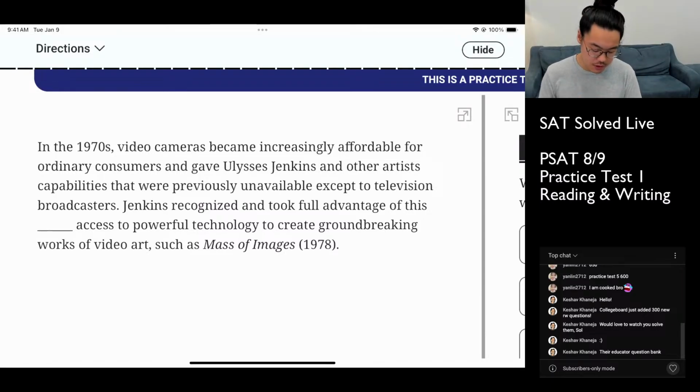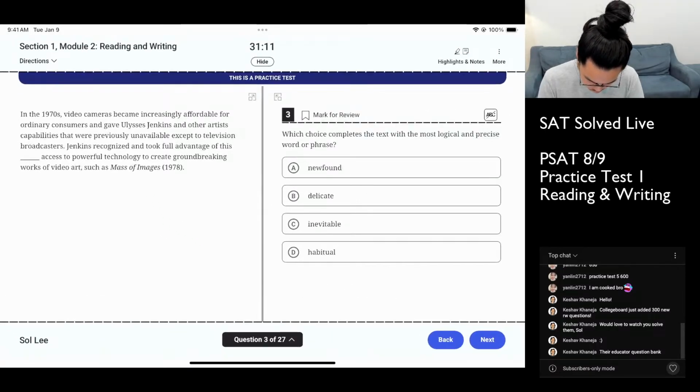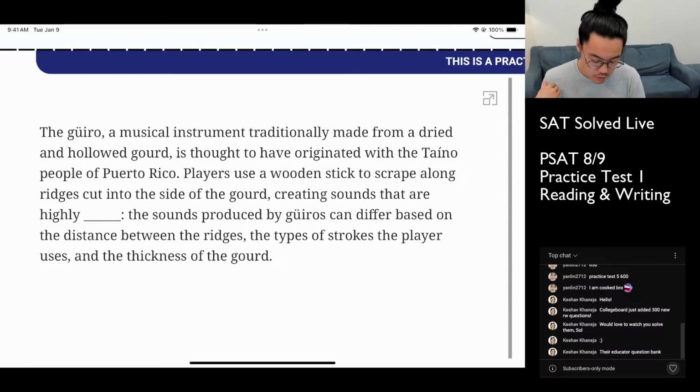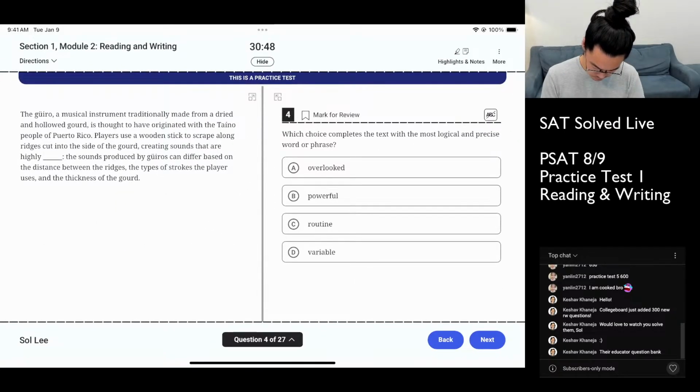Capability. Video cameras were capabilities, this amazing access, this newfound access. Perfect. My prediction wasn't correct, but I saw newfound and I knew it was right away. The Guiro. Taino. Stick, scrape, ridge. Highly distinctive, I guess? Differ? Yeah. Highly variable, distinctive, yep.